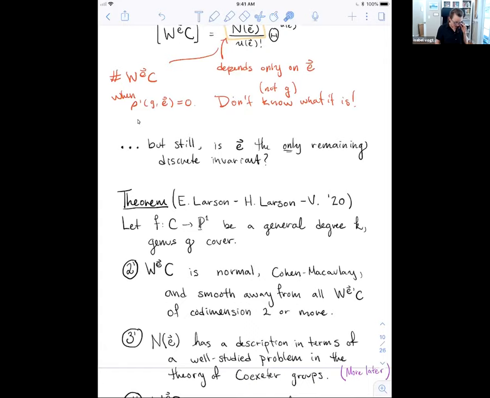Next, this was on to the class and enumeration. So we already knew a lot about the class, except we didn't know what these numbers were. More on this will come later, but we now have a description for these numbers in terms of a very well-studied problem in the theory of Coxeter groups. And in particular, there are recursive formulas, and for any fixed k, it has a rational generating function. So you could write down a closed formula for any particular k.